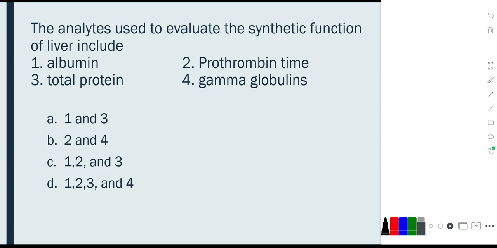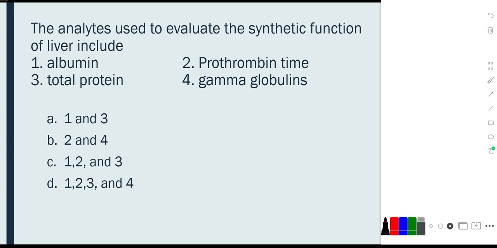The analytes used to evaluate the synthetic function of the liver include 1. Albumin, 2. Prothrombin time, 3. Total protein, 4. Gamma globulin. So is it A, 1 and 3, B, 2 and 4, C, 1, 2 and 3, or letter D, 1, 2, 3 and 4? As you could notice, the choices given here are all types of protein. And we have mentioned that the liver is the site of synthesis for almost all types of proteins.